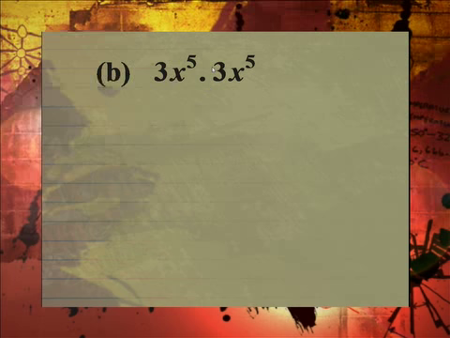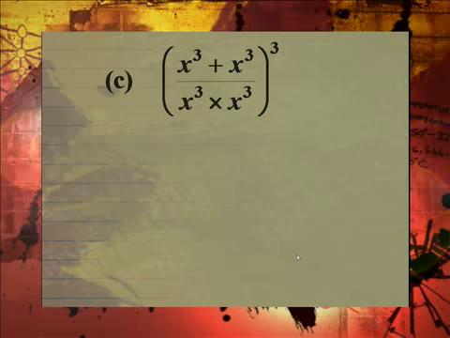Multiplication. With multiplication, do not forget to multiply your numbers as well. What is that? 3 times 3 is 9. And then here, should I go 5 times 5? No. The bases are the same. Remember the law, this was our first law. Just add 5 plus 5, which is 10. 9x to 10.